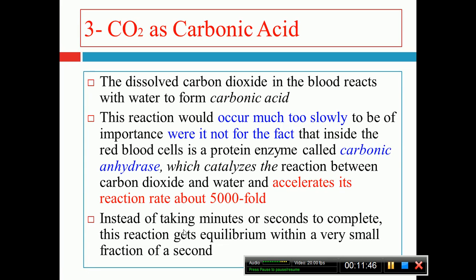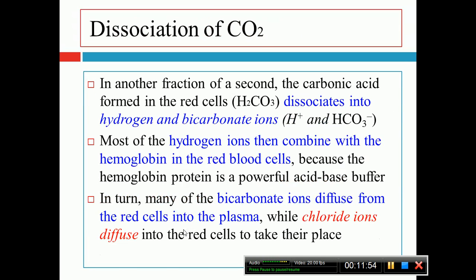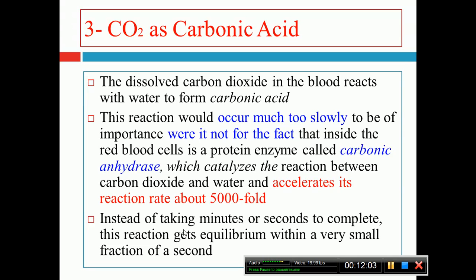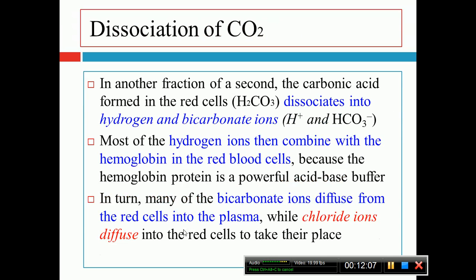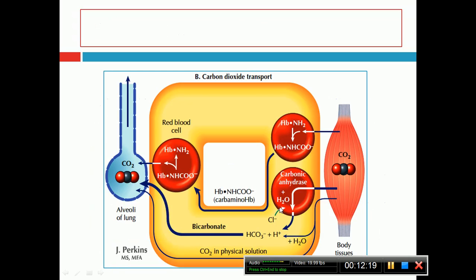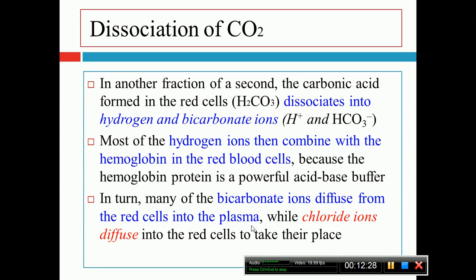So instead of taking minutes or seconds to complete, the reaction gets to equilibrium within a very small fraction of a second. So in one fraction the reaction takes place, carbon dioxide plus water making carbonic acid. In another fraction of a second, the carbonic acid formed in the red cells dissociates into hydrogen and bicarbonate. This is carbonic acid and this is dissociated into hydrogen ion and bicarbonate. That is why an increase in carbon dioxide in the blood will cause acidosis, will decrease the pH towards the acidic side.